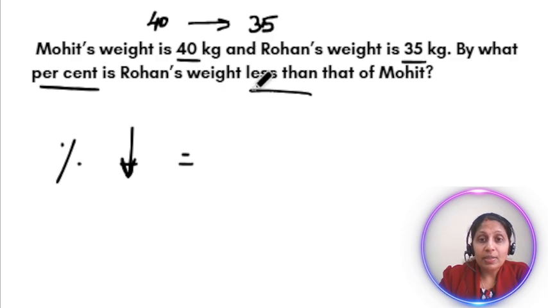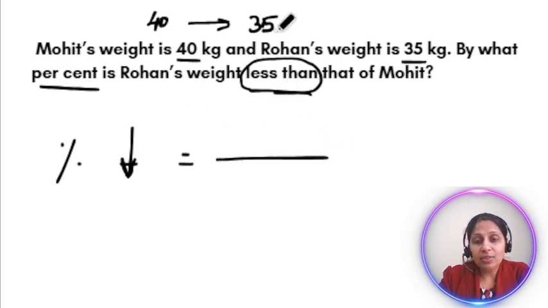This is lesser. Percentage decrease we need to find. So what is the change here? 40 minus 35 is the change. So 5. But here it is a decrease, which means the value is decreasing. The initial value is 40, then only it can decrease and become 35.